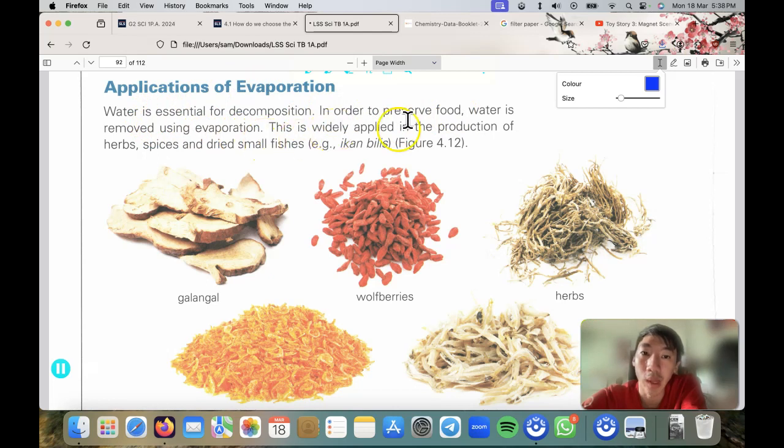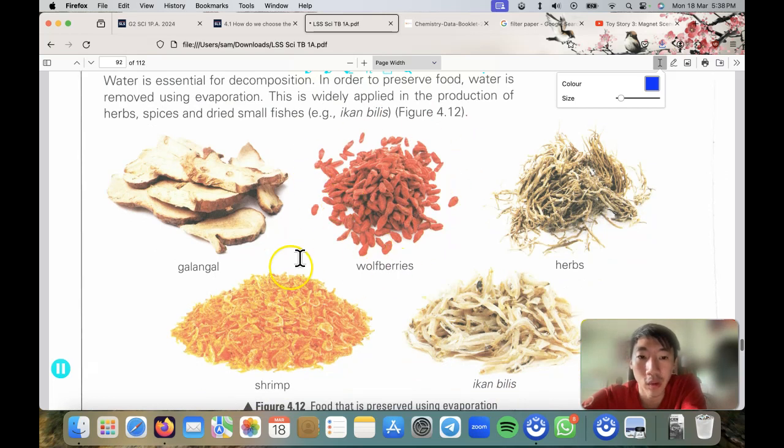Right, this can be applied in the production of herbs, spices, and so on. Okay, so all these dried foods are actually evaporated to dryness, probably using the energy from the sunlight. You just put it in the sun and then they just dry.